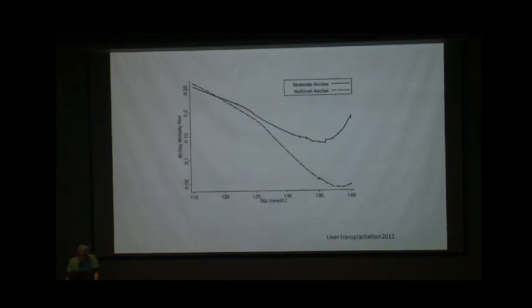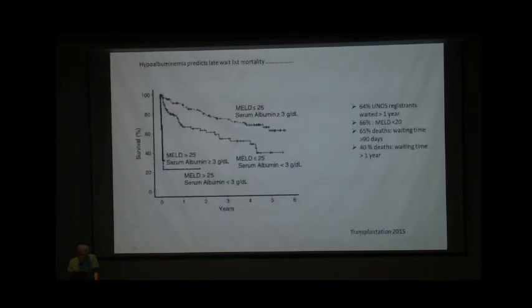Also, it is very important to mention that the impact of the moderate ascites is seen irrespective of the sodium level. Even in patients with normal sodium level, you can see significant mortality on the wait list. Next important factor is hypoalbuminemia, which importantly predicts the late waitlist mortality.